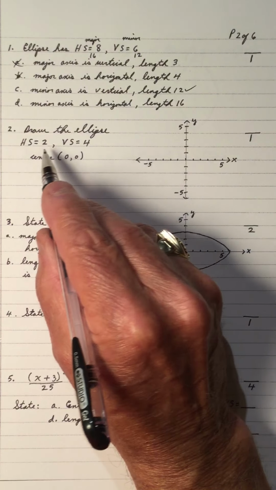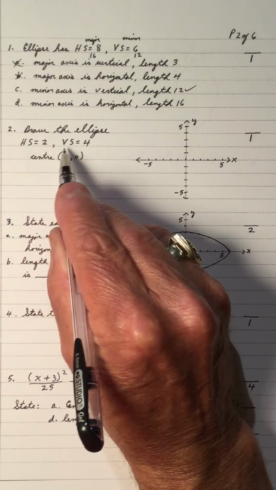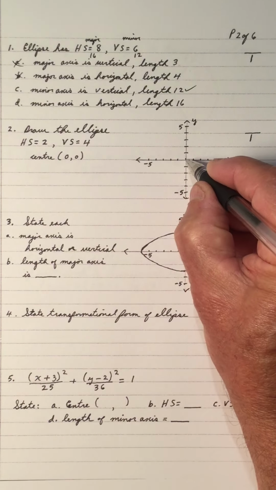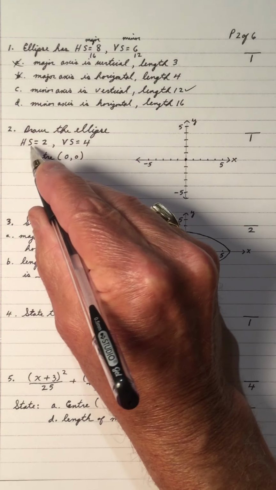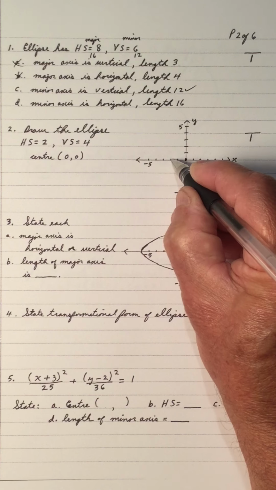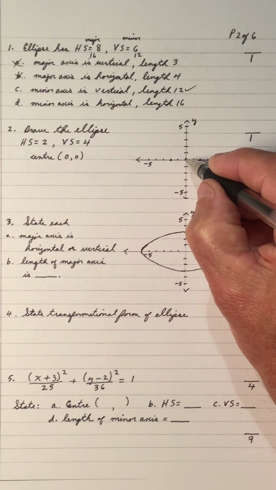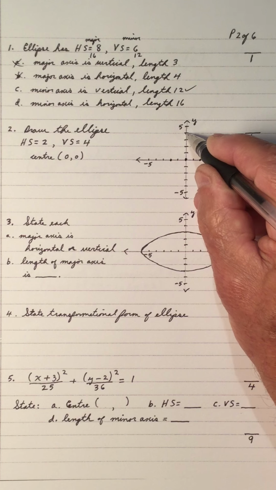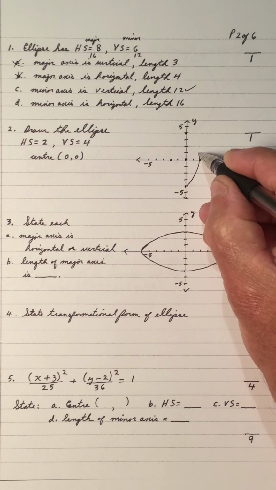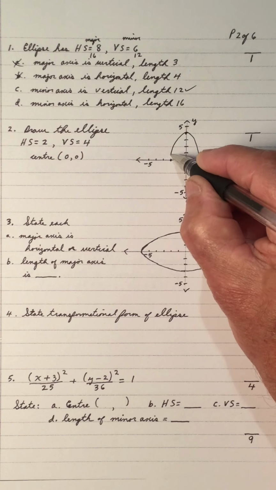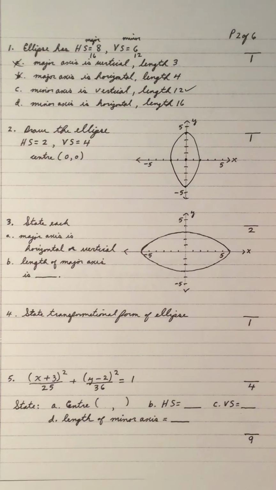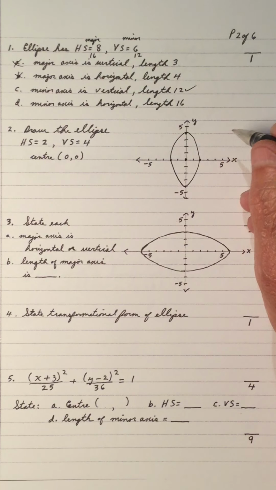Draw the ellipse. It has a horizontal stretch of 2, a vertical stretch of 4, with a center 0, 0. So let's plot the center 0, 0 with a horizontal stretch of 2. So that's 2 right, 2 left, and a vertical stretch of 4 is 4 up and 4 down. So this is the ellipse. This is the graph that represents this info. Give yourself a mark if you have this drawn correctly.